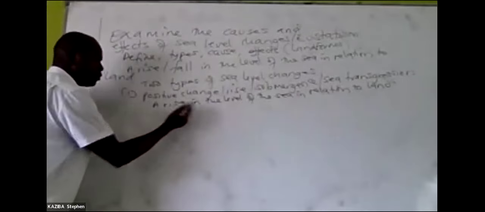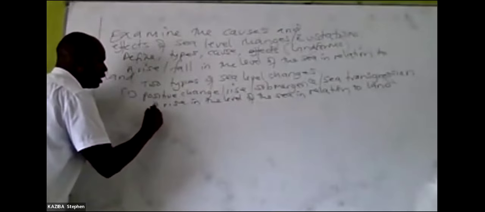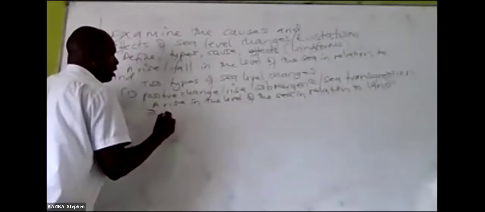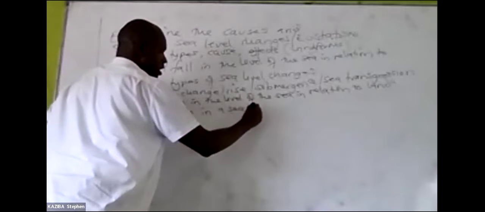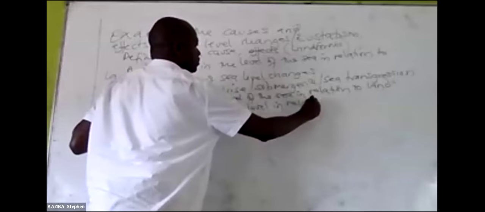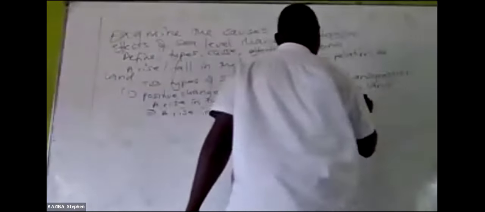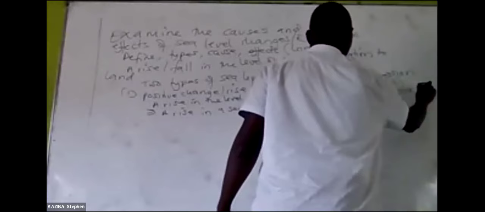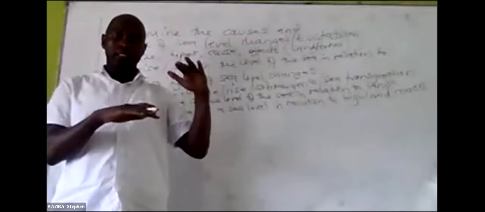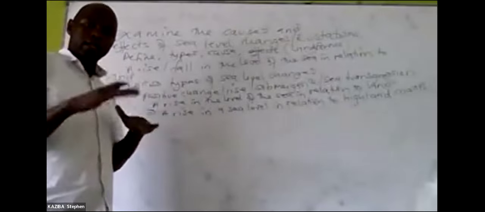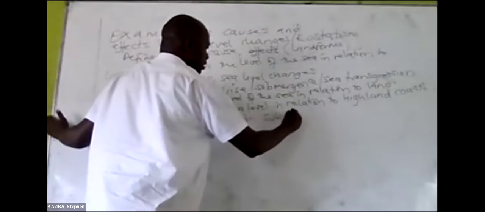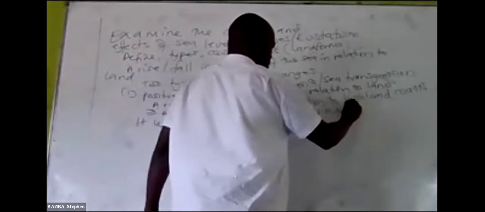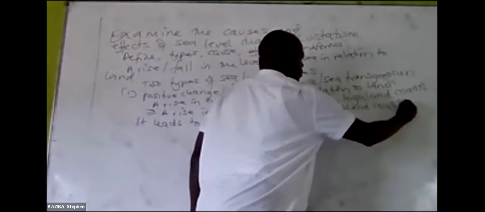Now you said there are two types. So under a rise, you have two types. Where there is a rise in the sea level in relation to highland coasts, if the level of the sea rises and the neighboring area is a highland, it leads to the formation of submerged highland coasts.